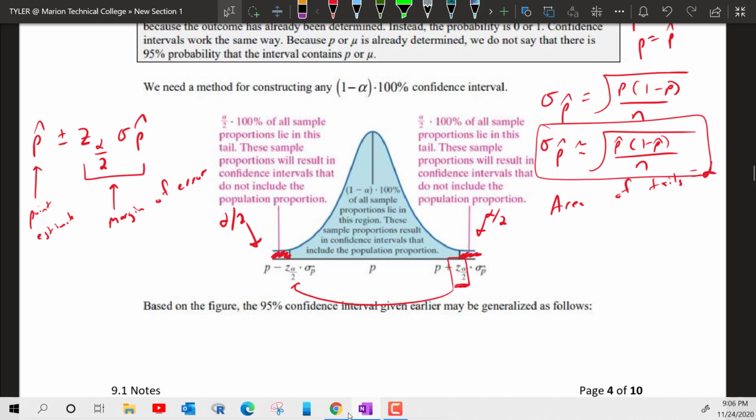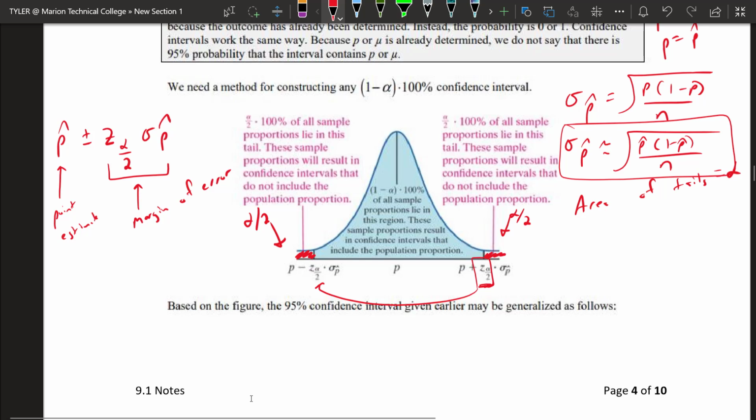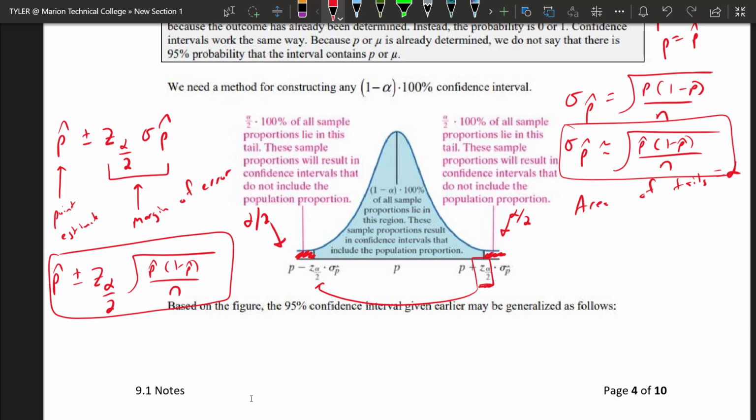So if I plug that in over here to this equation, then what I would have is p hat plus or minus z sub alpha divided by 2 times the square root of p hat times 1 minus p hat all divided by n. So this gives me my confidence interval. And this value here, this z sub alpha divided by 2, is referred to as the critical value.